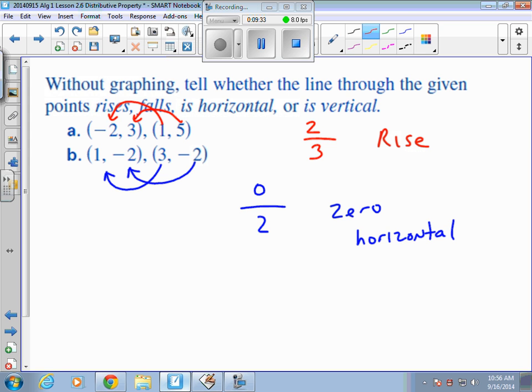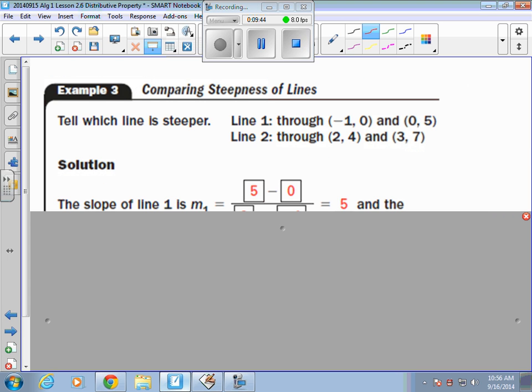Another way for you to remember it, it says horizontal and 0 both have a z in it. Maybe that's one way you can remember it. They both have a z. 0 slope, horizontal. Tell which line is steeper, line 1 or line 2.